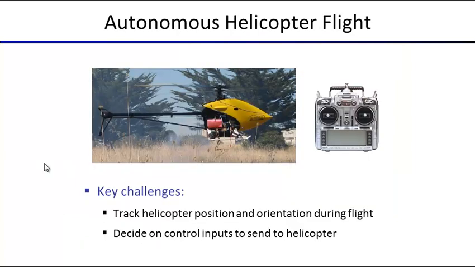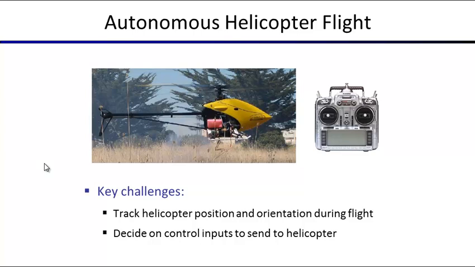All right, so where do you start? You start with getting yourself a helicopter, remote control. What do you need to do if you want to fly autonomously? You need to know where the helicopter is as you are flying. So you want to somehow track position and orientation. Then you want to decide on the control inputs to send to the helicopter. So two challenges here. One is the kind of particle filtering type challenge: know what your state is. The other one is make the right decisions.